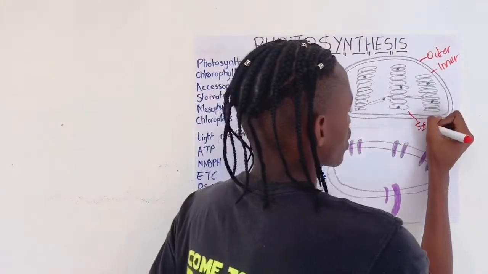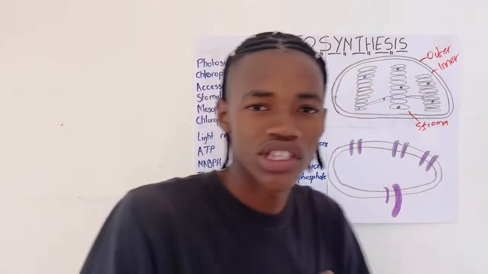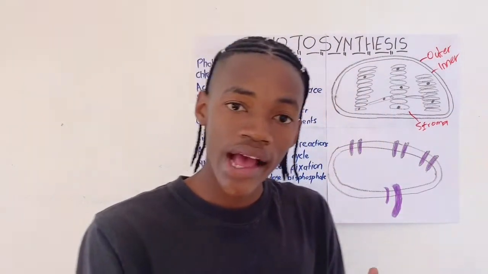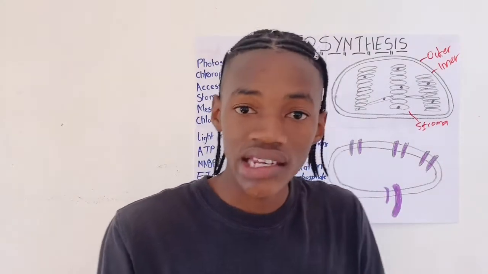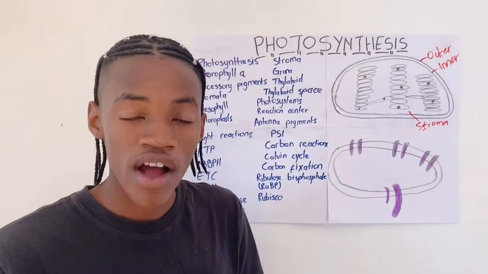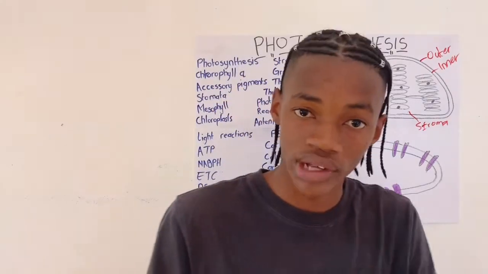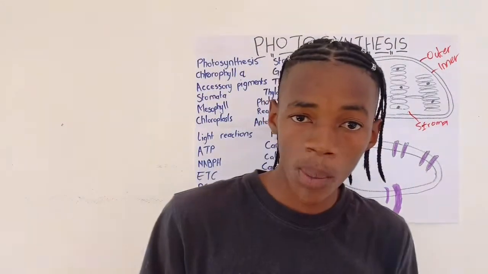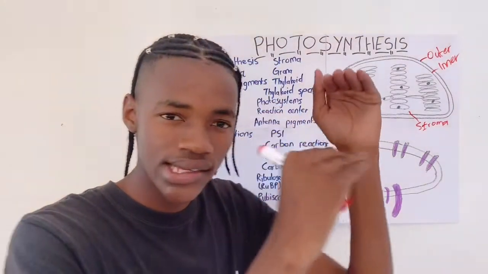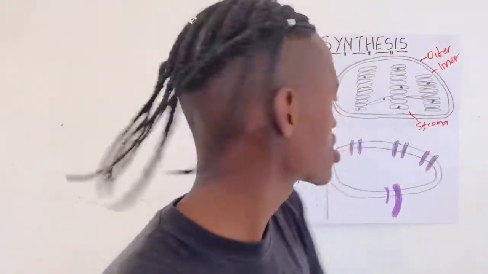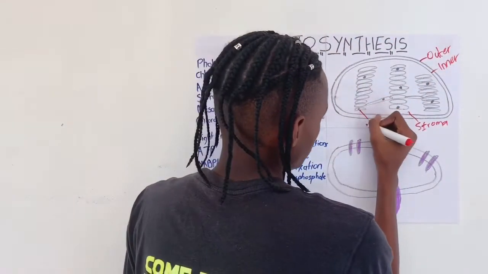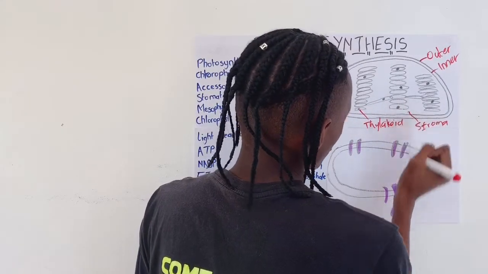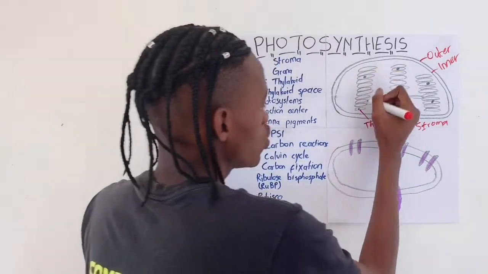This fluid is called the stroma, and it is where the light independent stage of photosynthesis occurs, which we'll get to later on in the video. And then within the stroma we find stacks of thylakoids.